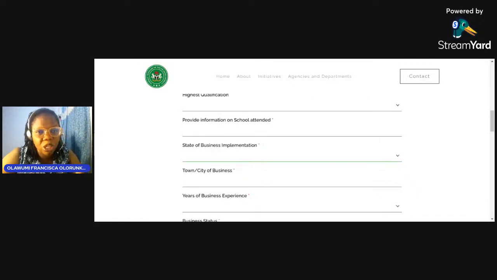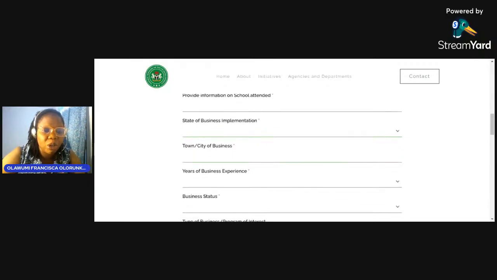For example, if you're into the agricultural business, it's possible for me to be resident in Lagos and then my farmland is in Ogun State, or I'm in Lagos and my farmland is in Ibadan. It's very, very possible. So you can have a different location for your business. So you're going to select the state, you're going to select the city, you're going to select the year of your business existence.